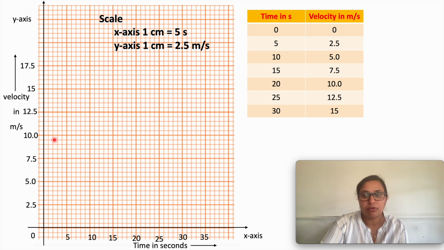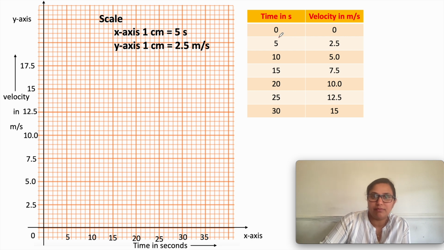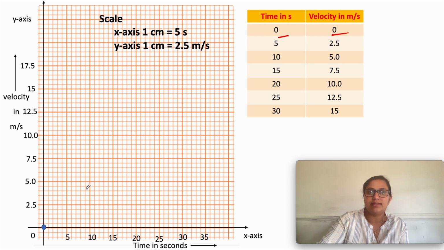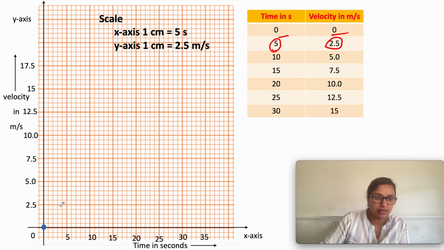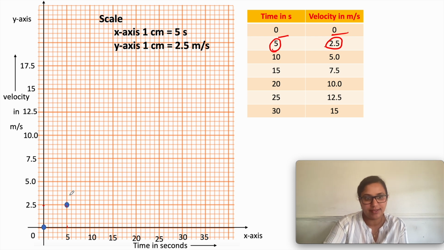Next we have to start plotting the graph. We have time 0 and velocity also 0. The first point is here. Next, when time is 5 seconds, velocity is 2.5 meter per second. So draw a line from the x-axis and a line from the y-axis, and where both meet, there you get the next point.